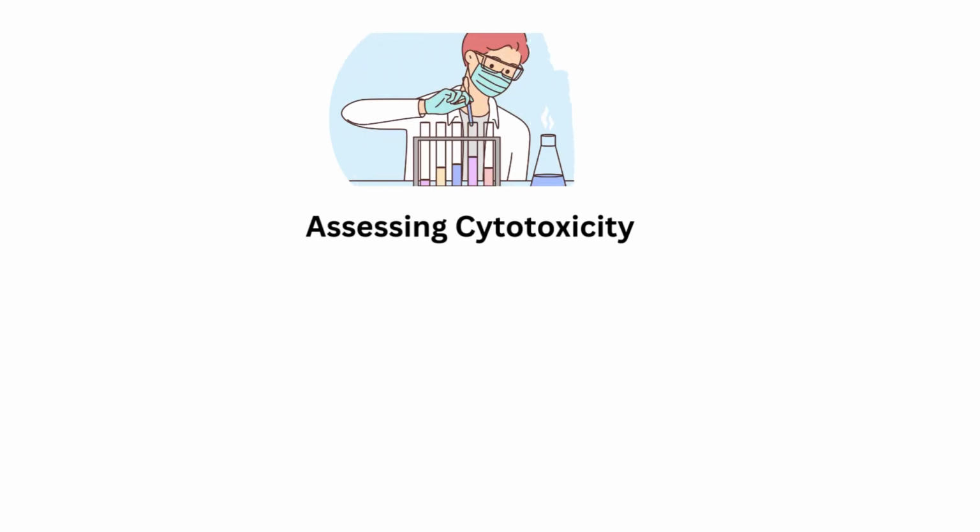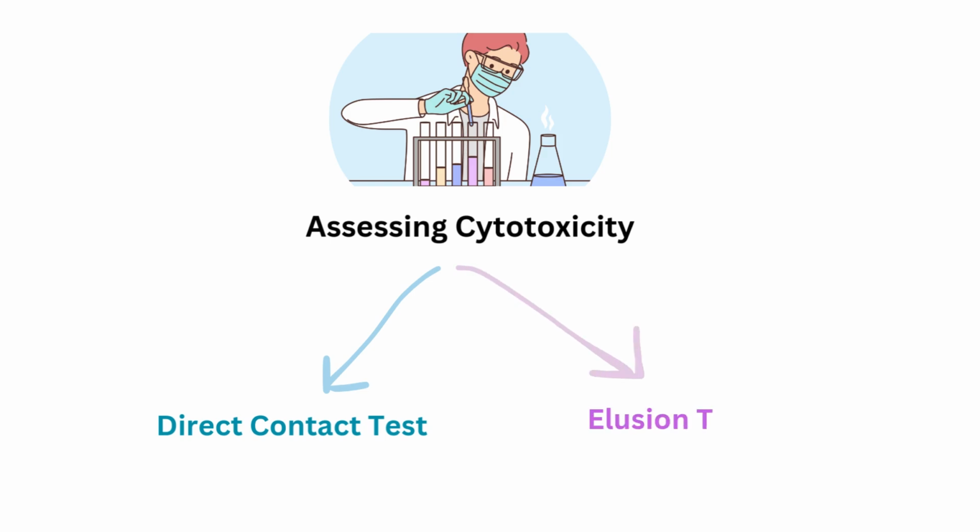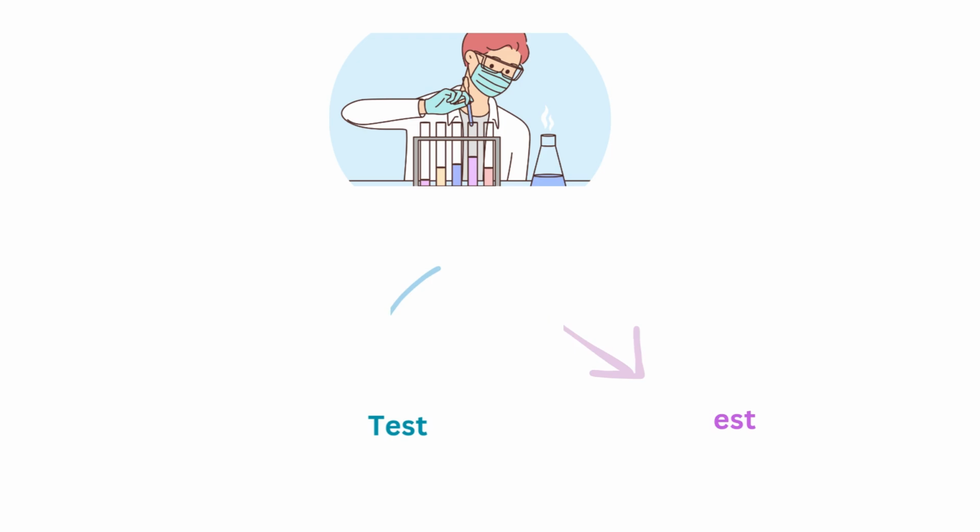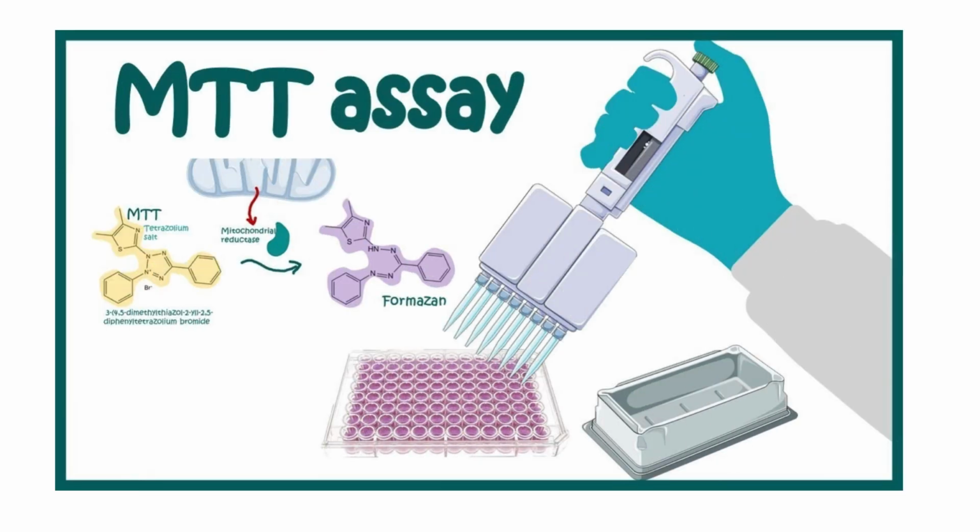Assessing the cytotoxicity of IOLs includes 2 primary tests. First is the direct contact test, which involves placing the IOL material directly in contact with the cultured mammalian cells. Second is the elution test, which involves exposing the IOL to an aqueous environment, then testing the reaction of cultured cells to the extract. The direct contact test may be performed using a method called MTT assay.